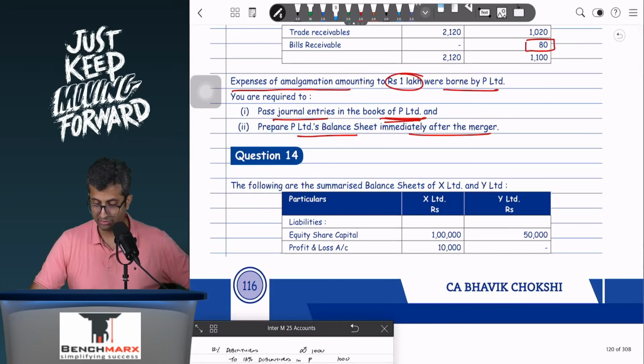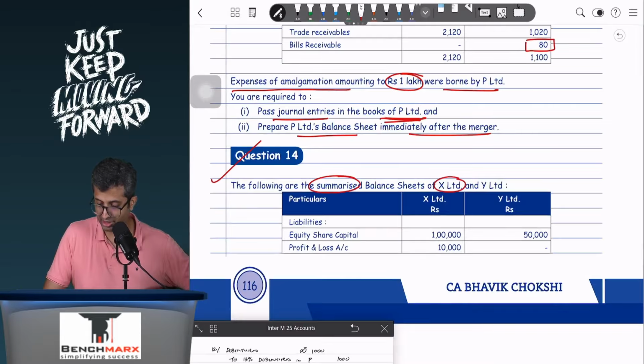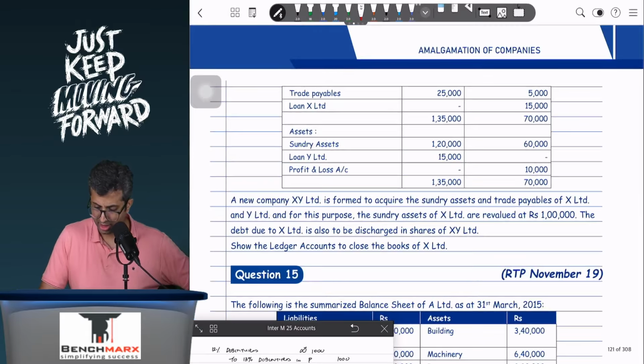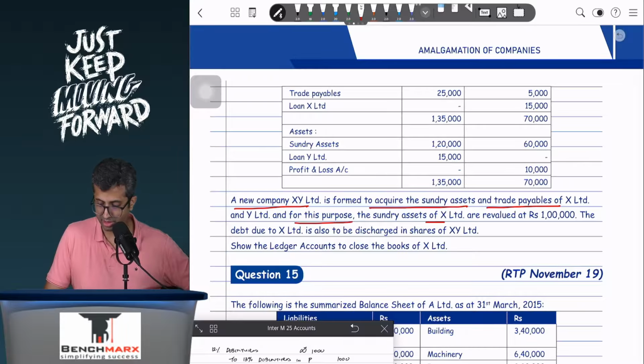So let us review question number 14, please. The following are the summarized balance sheets of X and Y. So you will have X and Y summarized balance sheets. A new company XY is formed to acquire the sundry assets and trade payables of X and Y, and for this purpose the sundry assets of X are revalued at 1 lakh.